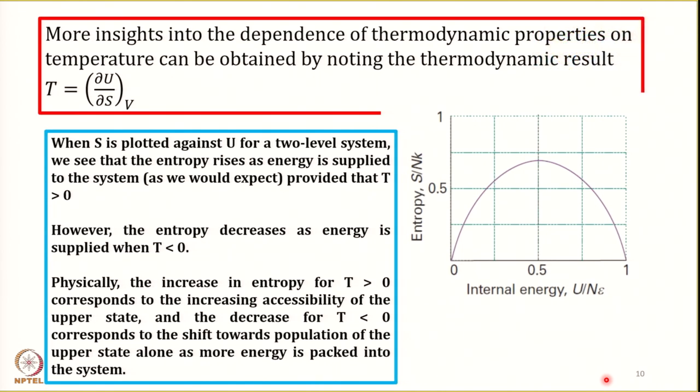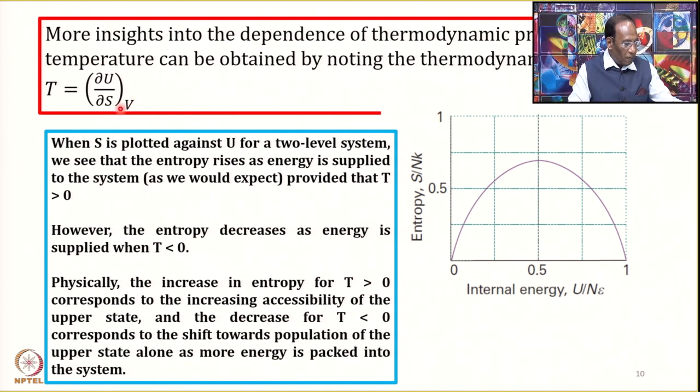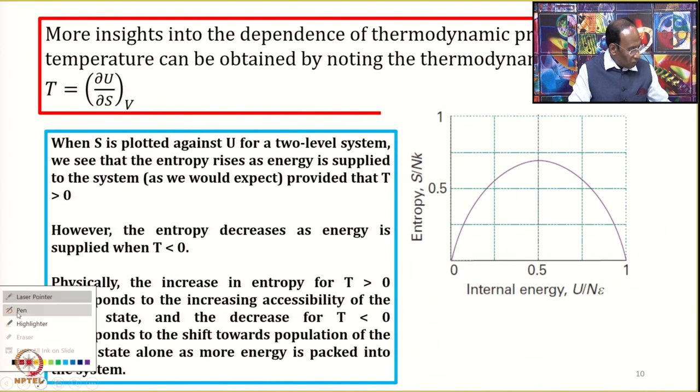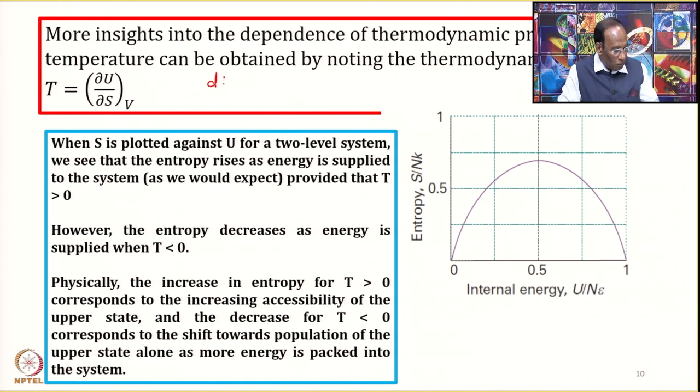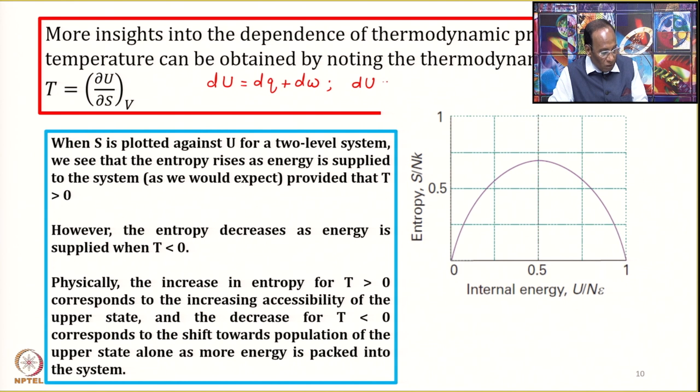Now we can get a little bit more insight into the dependence of thermodynamic properties on temperature by noting the thermodynamic result that T is equal to del U by del S at constant volume. From where does this come? First law of thermodynamics: dU is equal to dQ plus dW. And you remember the fundamental equation, dQ is equal to TdS. That means I will write dU is equal to TdS minus PdV. dW is minus PdV.